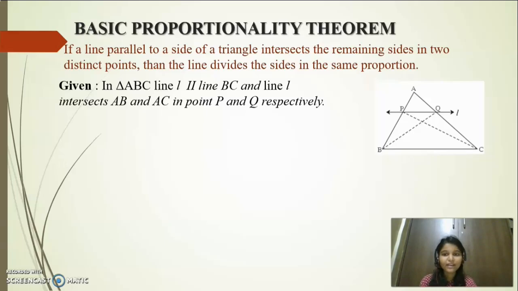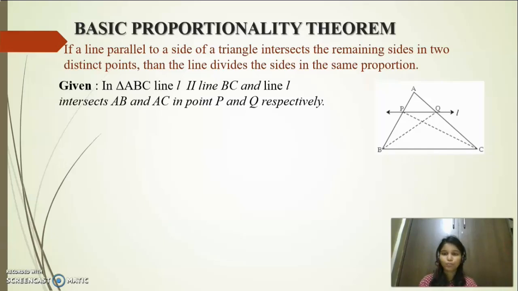So what will we write in our given? In triangle ABC, line L is parallel to line BC. And line L is also intersecting the other two sides, correct? Which two sides? That is AB and AC, at points P and Q. So this will become our given.